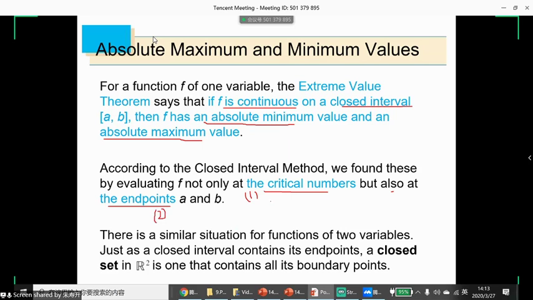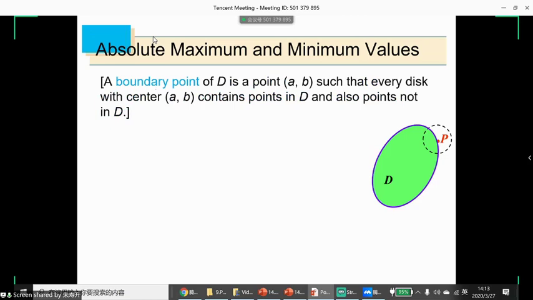Okay. Another definition, which we also learned last semester. A boundary point of G is a point (a, b), like this point P, such that every disk with center (a, b) contains points in G and also points not in G. So like this one, there is a point P. It is called a boundary point because we have a disk with a part in G and another part not in G. Yes, this we have learned.